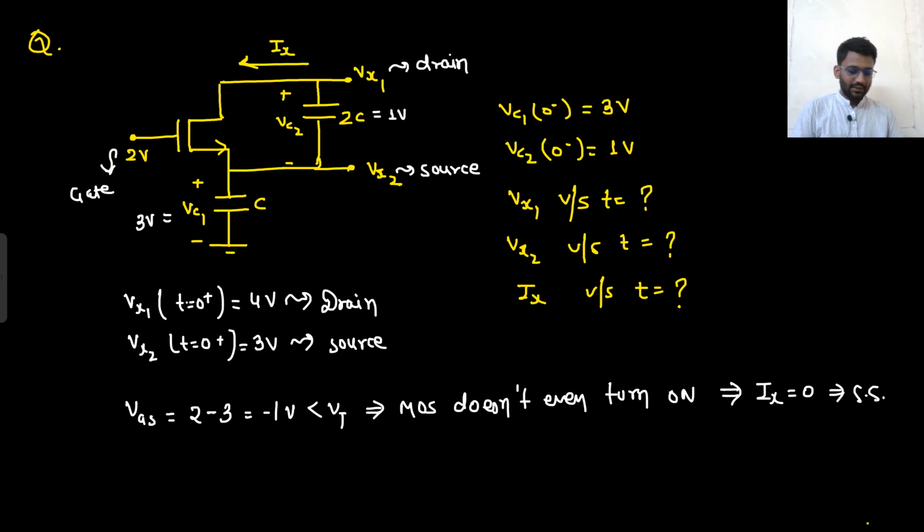That's it. What did we get to know? Here we get to know that your VGS is less than VT. That means MOS is never turning on. There is no current, nothing. The capacitor will hold their voltage. There is no current, no source, so the capacitor will just hold their voltage. So you have to draw Vx1 versus T and Vx2 versus T.